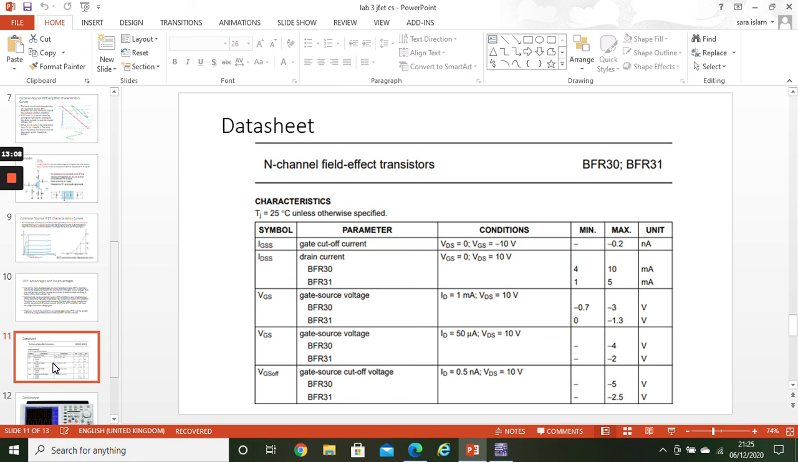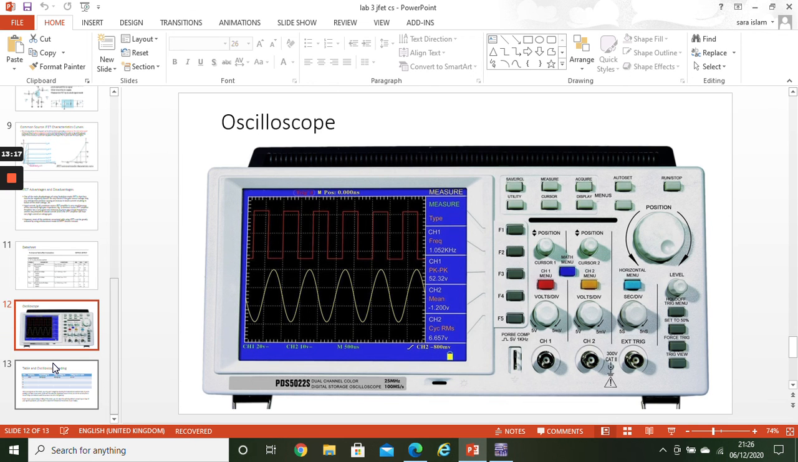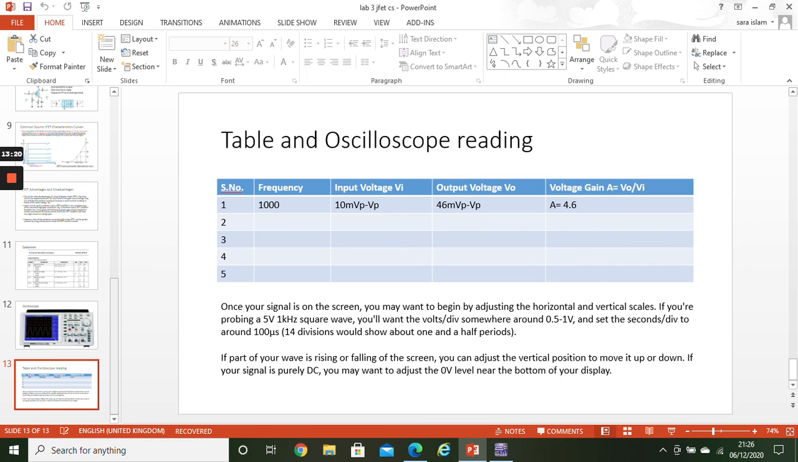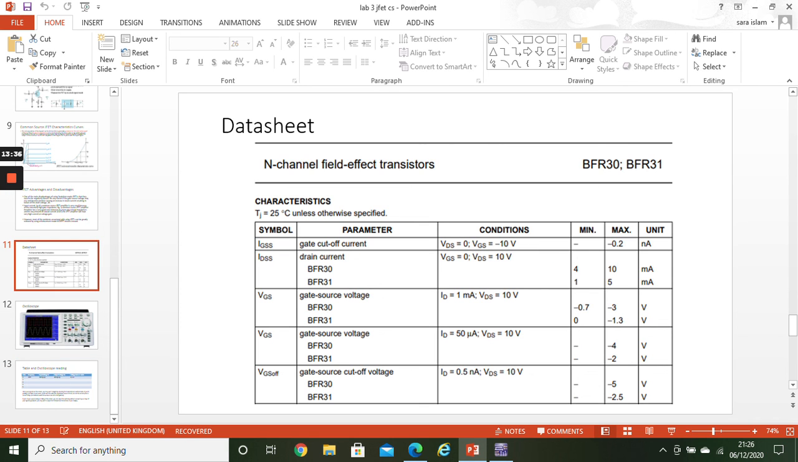So this is it for the details of the lab. We will be discussing your data sheet when we move toward the lab part. We have covered the theory part so far, and then we will be discussing your table and the rest of the elements, right? We will be taking details of frequency, input voltage, and output voltage, and we will be finding the gain of your amplifier. The transistor we will be using as an amplifier would be BFR30. So let's move toward your second part.